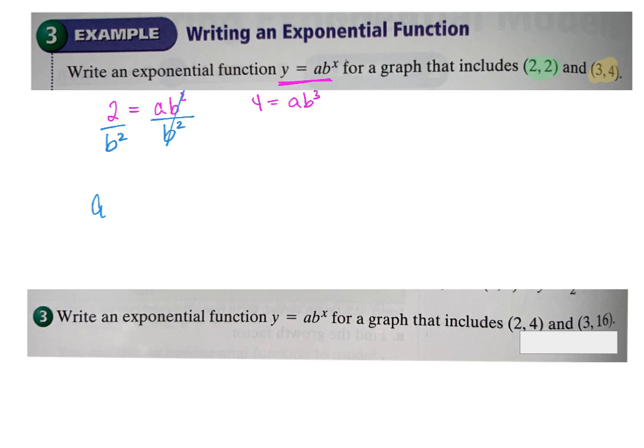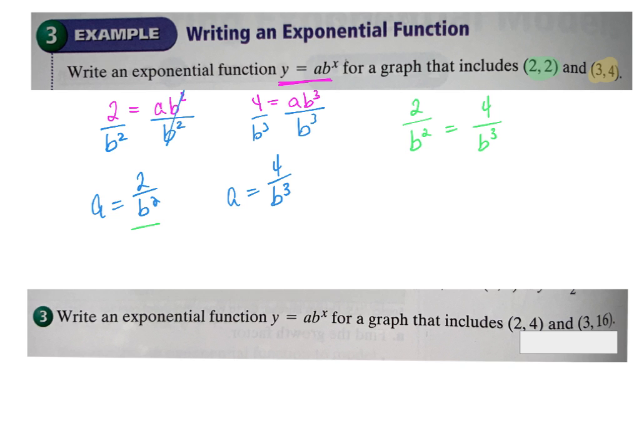And I will get A equals 2 over B squared. I'm going to do the same thing in the second equation. Divide by B cubed. And here I will get A equals 4 over B cubed, right? And now I have two equations that equal A, which means I can set those two equations equal to each other. I can say, well, 2 over B squared should equal 4 over B cubed.